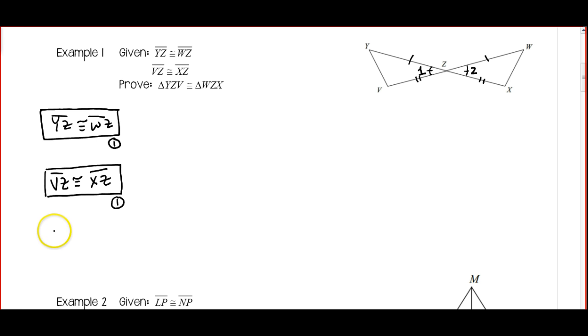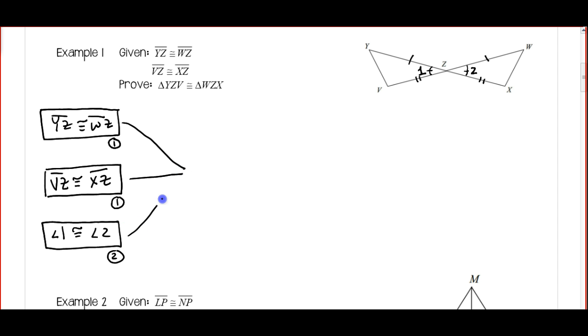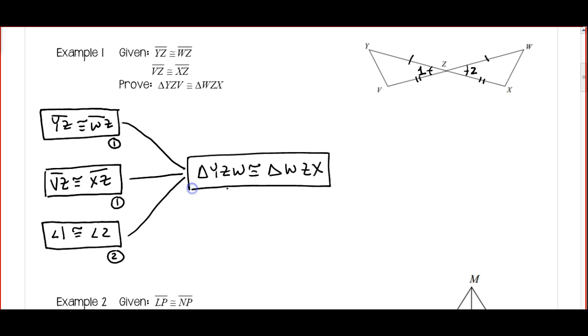And I'm going to put that angle 1 is congruent to angle 2. And we know that because they're vertical angles. And I'm going to put a little 2 by this. And then these three pieces of information here, they are going to come together for a conclusion, and our conclusion is that triangle YZW is congruent to triangle WZX. And then this is going to get a number 3. So now, wherever you have room, we're going to fill in what these 1s, 2s, and 3s are.